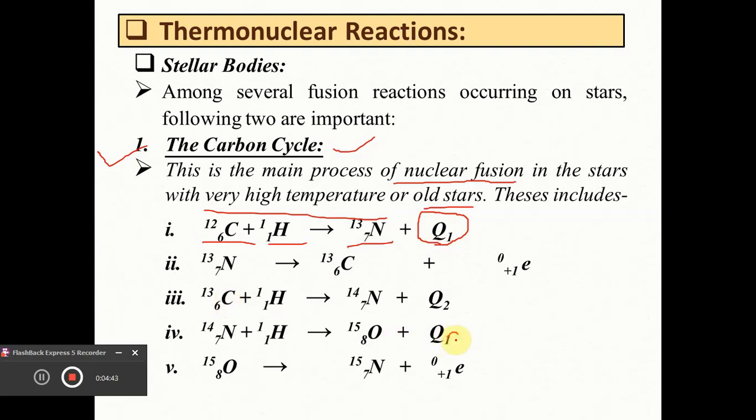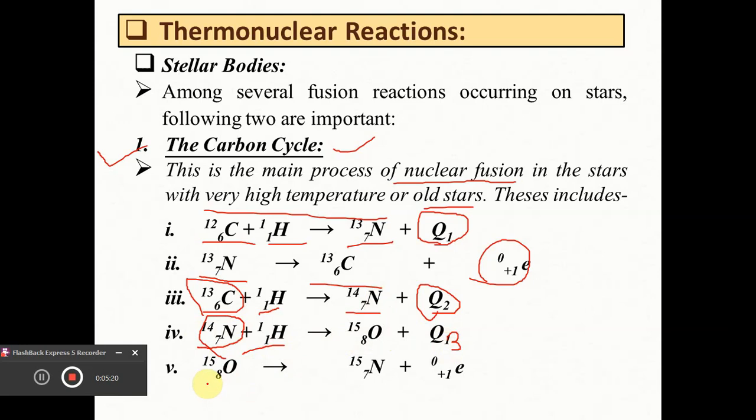In the next step, this nitrogen-13 which is formed here will again be converted to carbon-13 with the liberation of a positron. This carbon-13 will again combine with a hydrogen nucleus to form nitrogen-14 with the liberation of some amount of energy indicated by Q2. This nitrogen-14 will again combine with the nucleus of another hydrogen, and it gives the formation of oxygen-15 with the liberation of Q3 amount of energy.